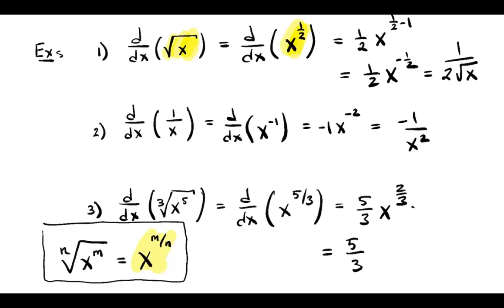I would write that as 5/3 times the cube root of x squared. Right, so that's the derivative of the cube root of x to the 5th. It's 5/3 times the cube root of x squared. Cool. Okay, so there's the power rule. It's going to be very important, fundamental for us.